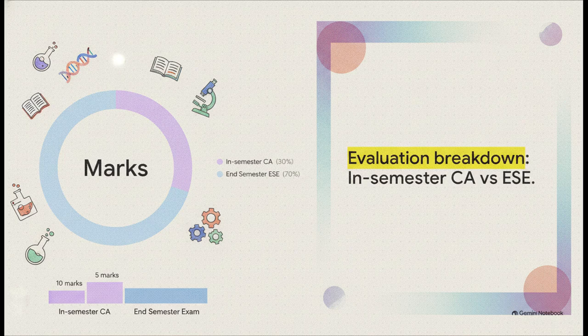So, your final grade is a combo of your in-semester continuous assessments, which total 15 marks, broken down into a 10-mark and a 5-mark component, and your end-semester exam, which carries the real weight at 35 marks. It's a very straightforward, balanced approach to tracking your progress.